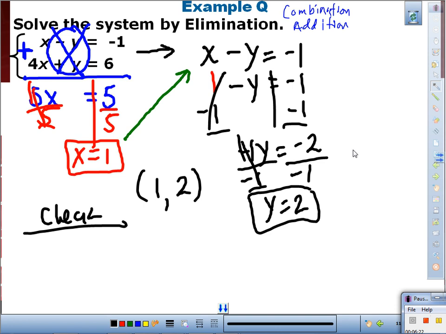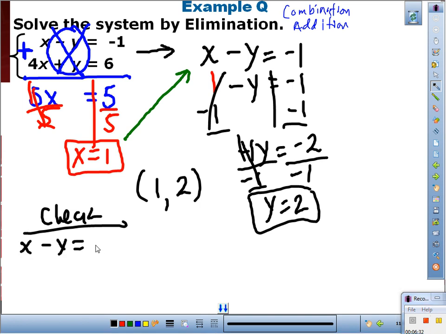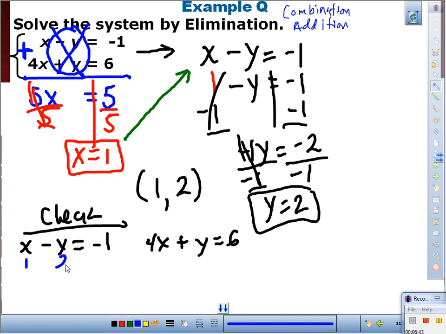All right, here we go. So, do we know how to check? Yes, let's write the equation side by side. x minus y equals negative 1, and 4x plus y equals 6. What are the values for x and y? 1 and 2. So 1 goes here, 2 goes here, 1 goes here, 2 goes here.